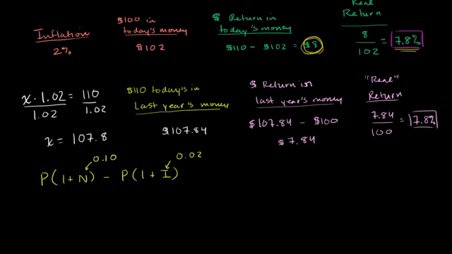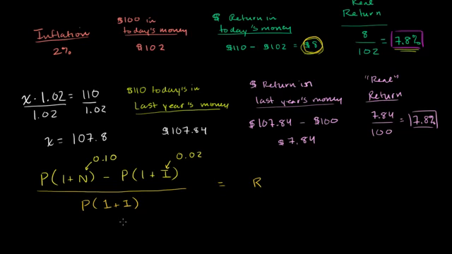And to calculate the real return, we want the dollar return in today's dollars divided by the investment in today's dollars. And once again, this is the investment in today's dollars. It's the amount we invested originally, grown by inflation. And this right over here gives us the real return.